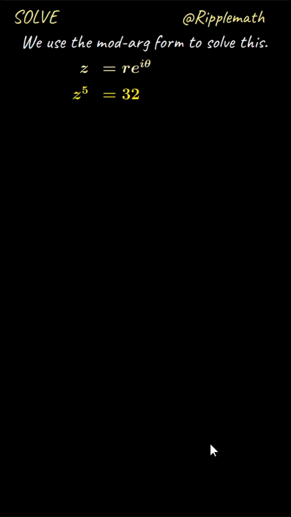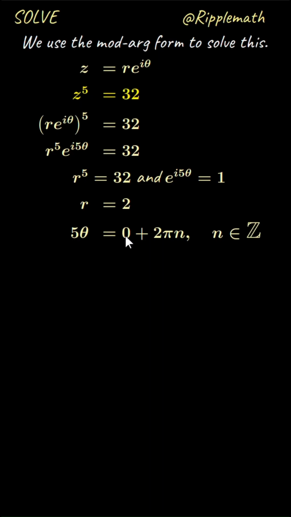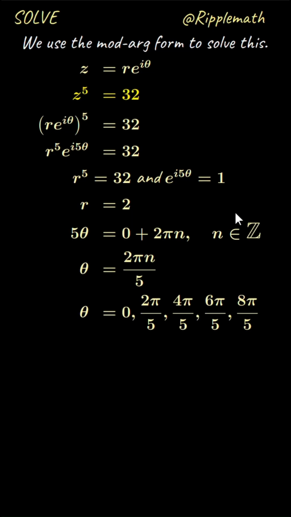So you've got z to the 5 equals 32, plug it in, use a bit of algebra, and you can deduce that r to the power of 5 is 32 and e to the i 5 theta equals 1. So this is the part that we were looking at before. R equals 2. 2 to the power of 5 is 32, so that's easy. And then 5 theta is equal to 0 plus 2 pi n, where n is an integer. Solve for theta. And for example, you could put n equal to 0, 1, 2, 3, 4. And that's one way of writing it.